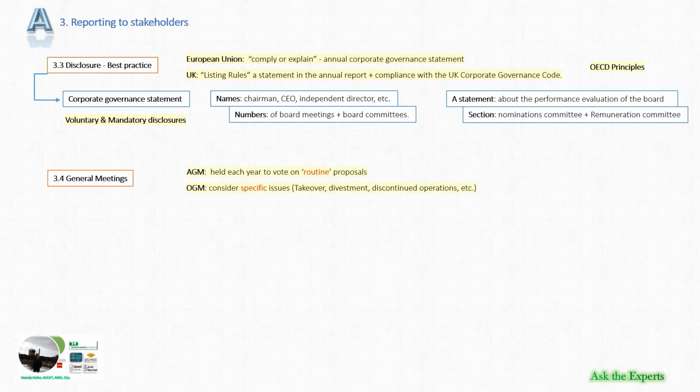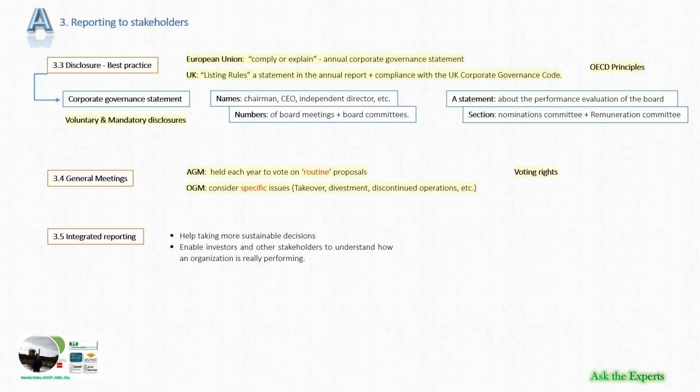What about the general meetings? And the difference between the AGM and OGM. Another important topic is the integrated reporting that helps in taking more sustainable decisions. Also, the characteristic elements of the categories of capital.